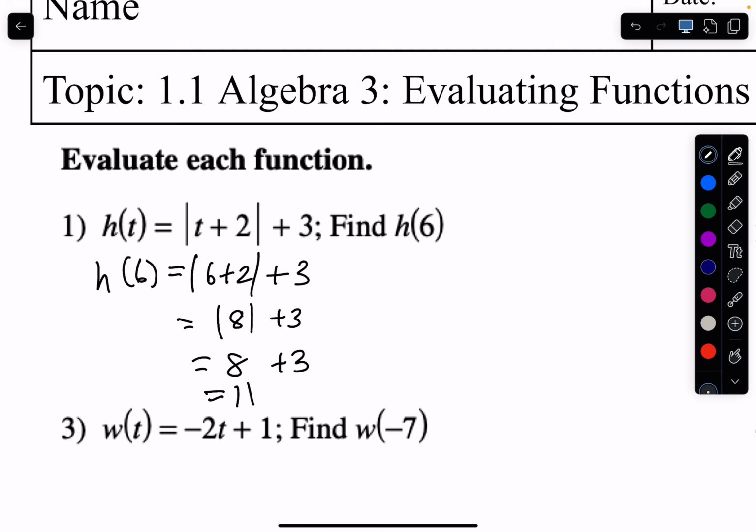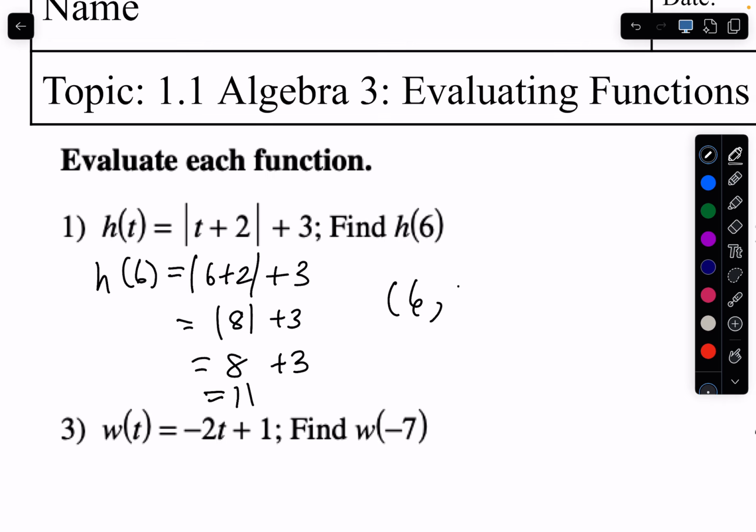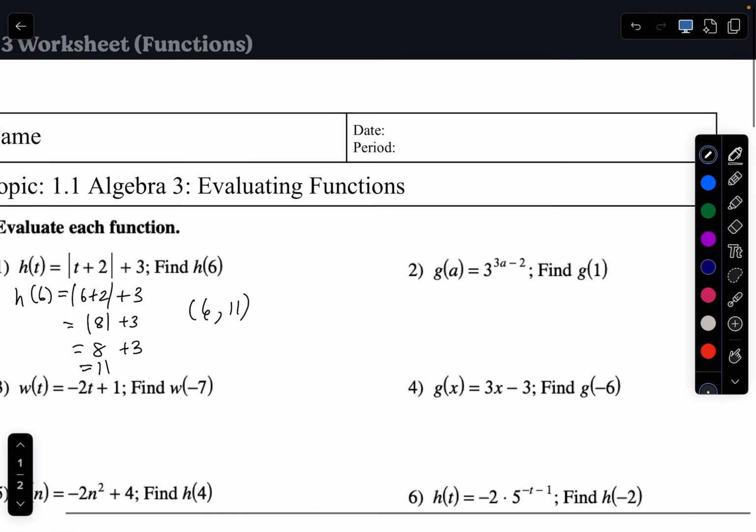Now, it's not a bad idea to think of that as an ordered pair. I inputted 6, I got out 11. Now, for this worksheet, write it as an ordered pair because I want to get you used to the idea, because eventually we will graph some of these things. And so thinking about how it would look on a graph, that would be the point (6, 11). Everybody good with number 1? Okay, let's jump over to number 2.